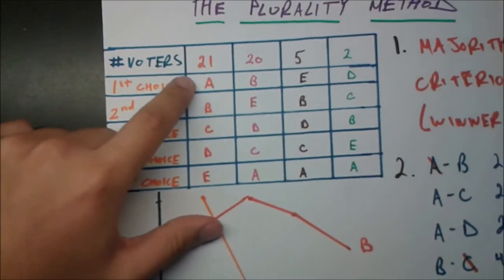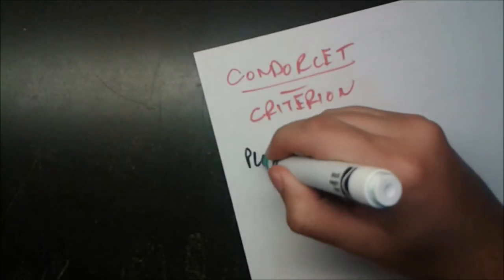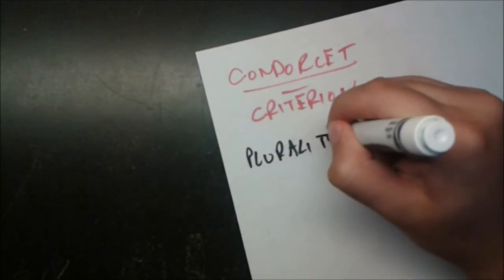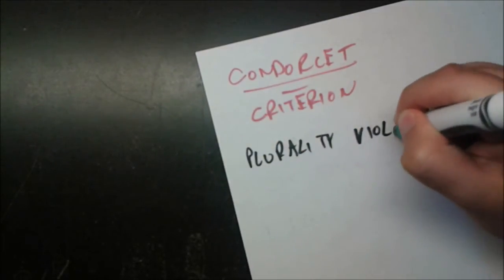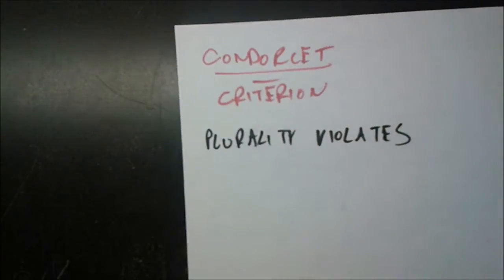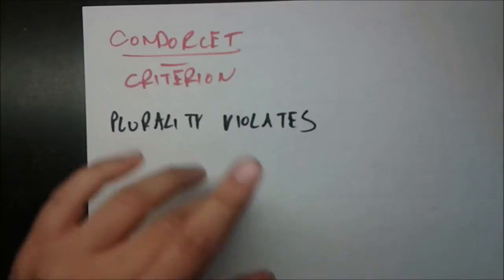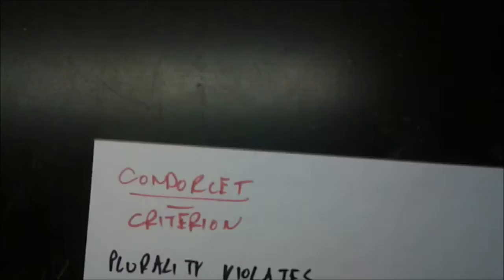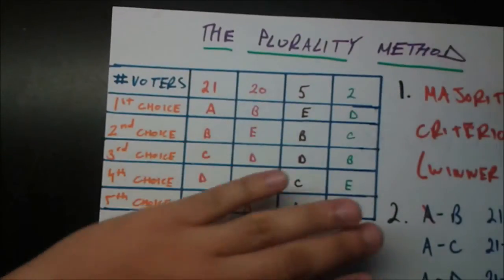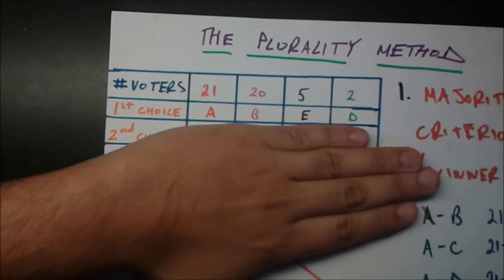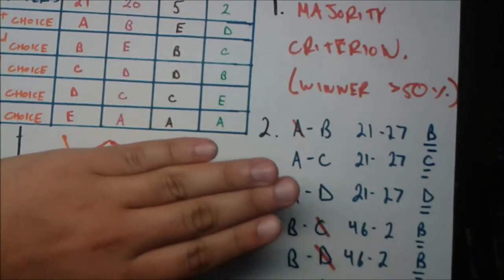But what do we see? The plurality method says that A should be the winner of the election. So we say that the plurality method violates the Condorcet criterion because they do not always give the same winner. That's the second shortcoming of this method, because it doesn't take into account all the information. It only takes into account this much information. So we violate the Condorcet criterion, which is a very convincing criterion.